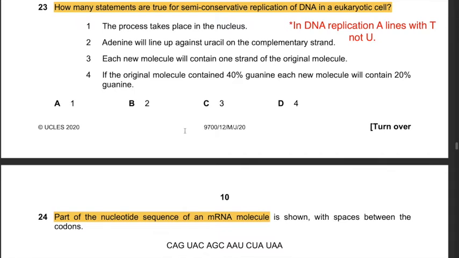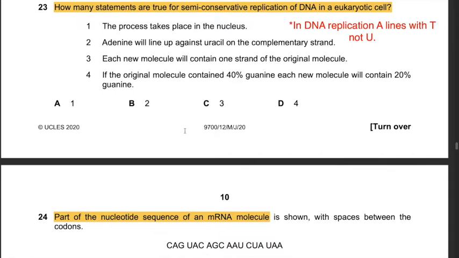Question 23. How many statements are true for semi-conservative replication of DNA in a eukaryotic cell? 1. The process takes place in the nucleus. 2. Adenine will line up against uracil on the complementary strand. 3. Each new molecule will contain one strand of the original molecule. 4. If the original molecule contained 40% guanine, each new molecule will contain 20% guanine.